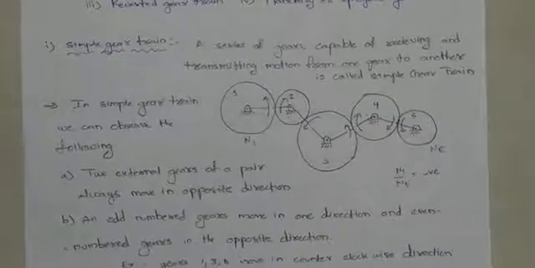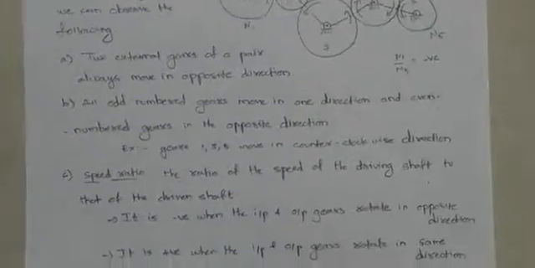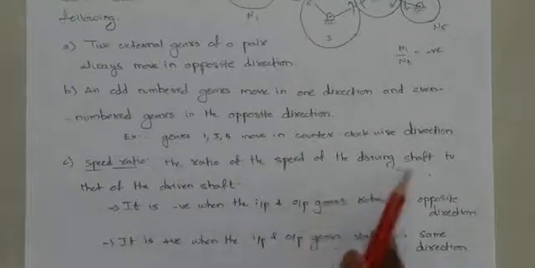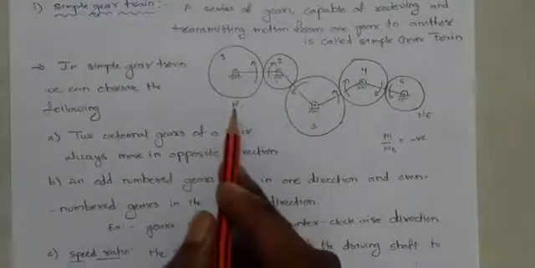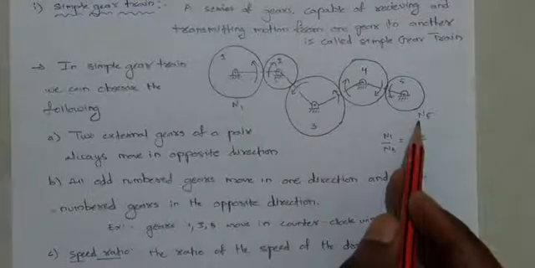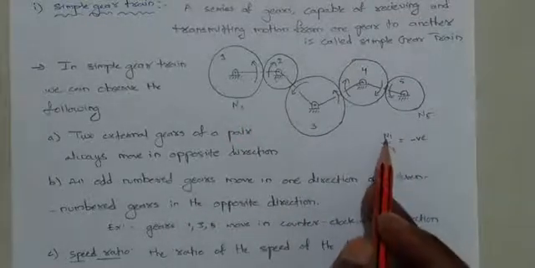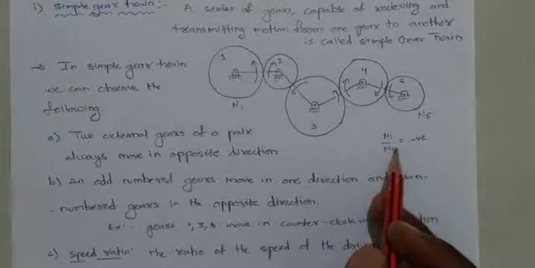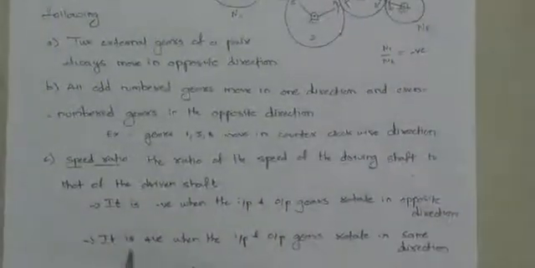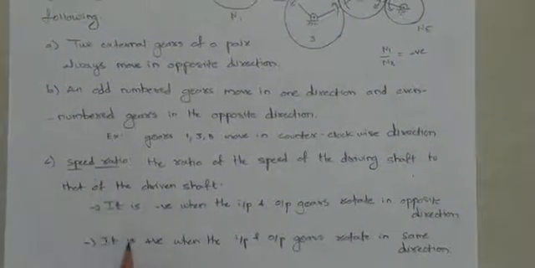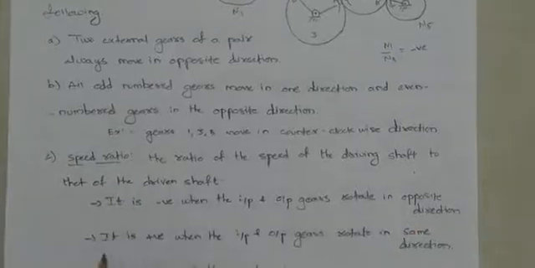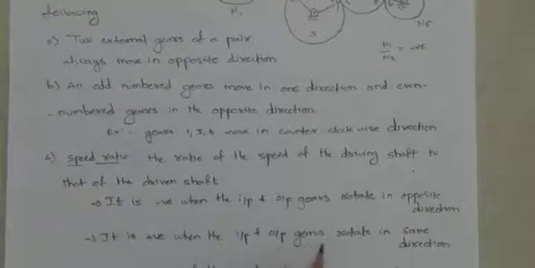Next, coming to the speed ratio. So what is the speed ratio? It is the ratio of the speed of the driving shaft to that of the driven shaft. For example, if the driving shaft speed is N1 and the driven shaft speed is N5, then we can write the speed ratio as N1 by N5. To identify whether it is a positive or negative value, we have a condition to remember. The speed ratio value is negative when input and output gears rotate in the opposite direction, and it is positive when input and output gears rotate in the same direction.